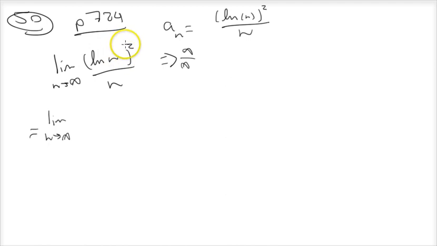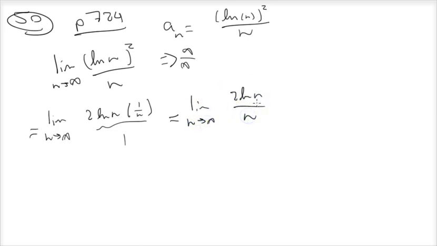So because of the chain rule, we're going to have to take the derivative of all this and then the derivative of what's inside. So we're going to get 2 times the natural log of n times, what's the derivative of natural log of n? It's going to be 1 over n, and the derivative of n is going to be 1.